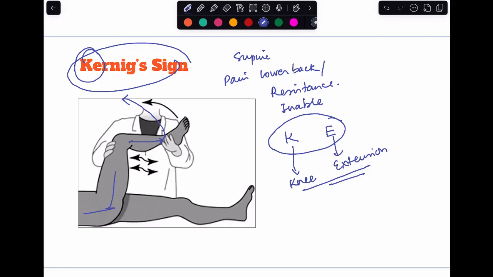And I have a small MCQ question here. Can you tell me what is the CSF finding that we usually see in case of bacterial meningitis? That's a very common viva question. We'll see an increase in the neutrophil content, a decrease in the glucose content, and an increase in the protein content of the CSF in case of meningitis. So that's about the Kernig sign.